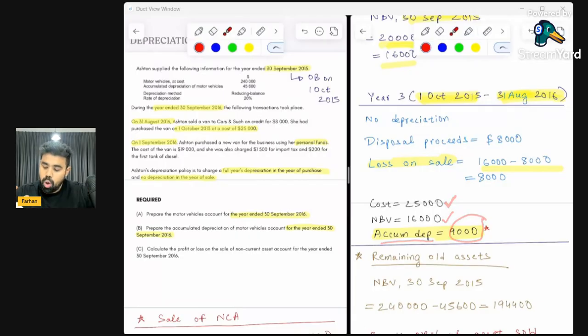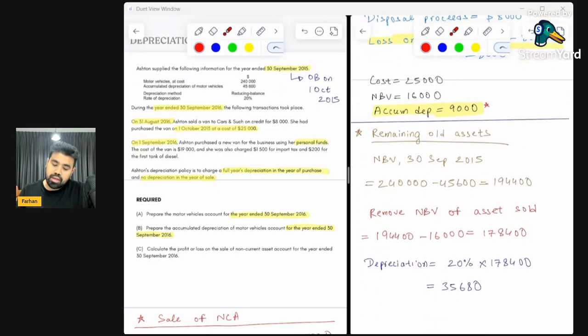Now, why do we need to know this? You will see when we prepare the accumulated depreciation account. But for now, I need you to note down that the $9,000 is the accumulated depreciation for this asset which we had sold, okay? Just hold onto it. We'll come back to it again.